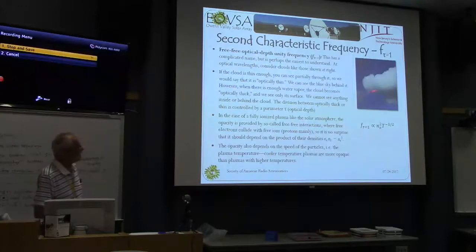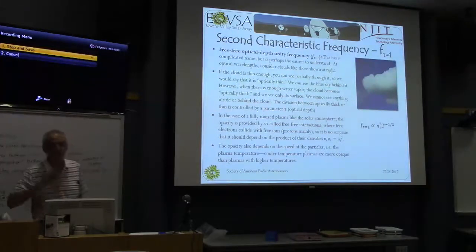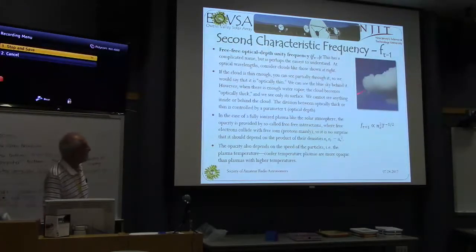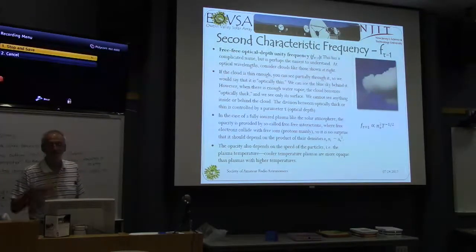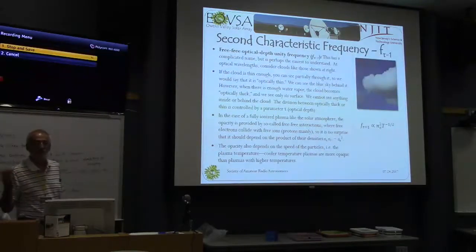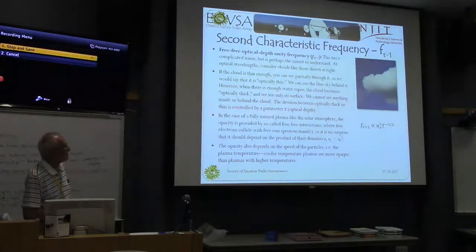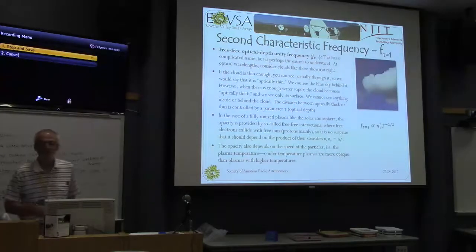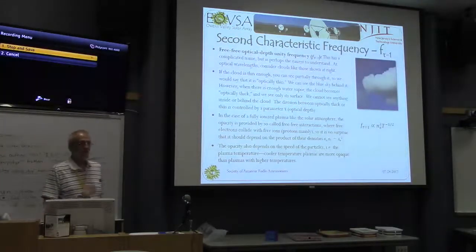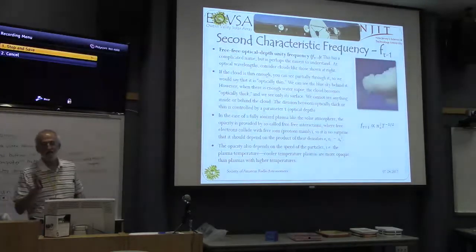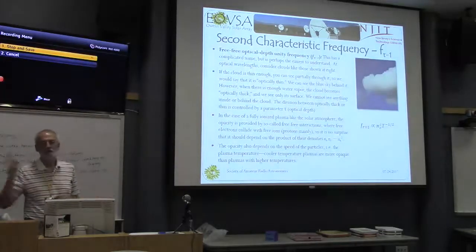But there are other places where it's optically thick. If there's enough water vapor, it becomes like this. There's actually a surface to the cloud below which you cannot see. So what's happening is that we say the opacity of this cloud has become greater than unity, and so now it's optically thick, and you cannot see what's inside of it. The division between optically thick and optically thin is controlled by a parameter tau called the optical depth. An optical depth of 1 is the dividing line between thin, which is less than 1, and thick, which is greater than 1.